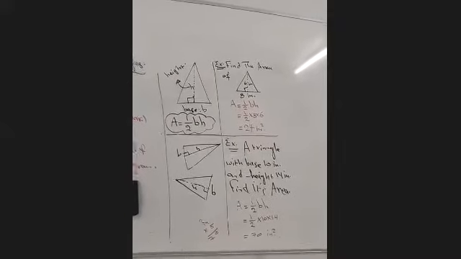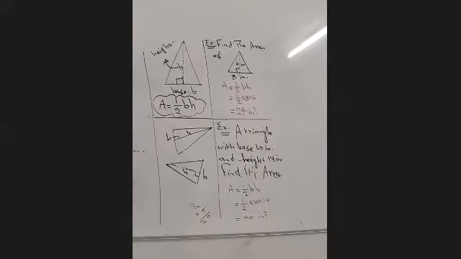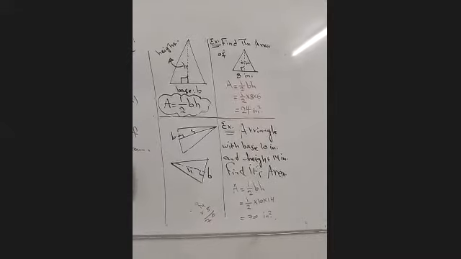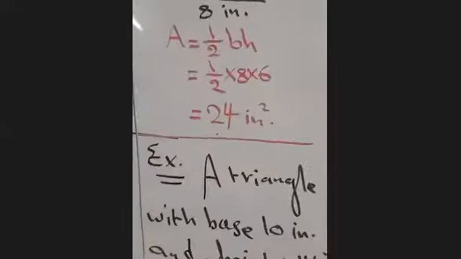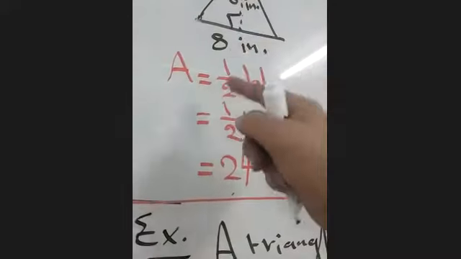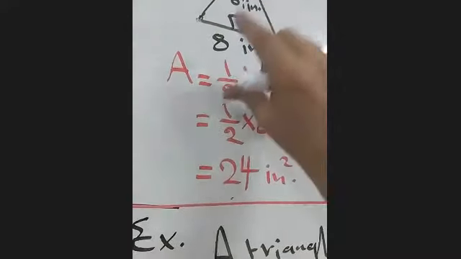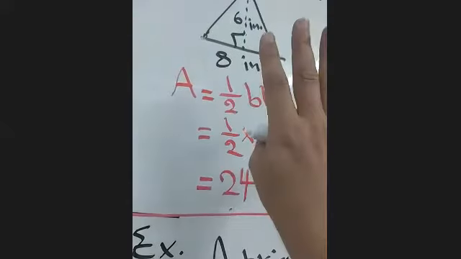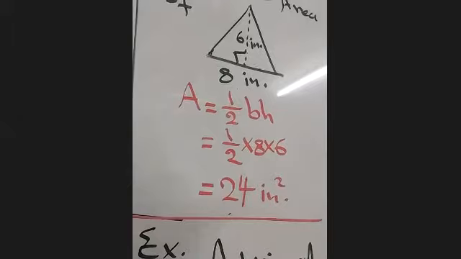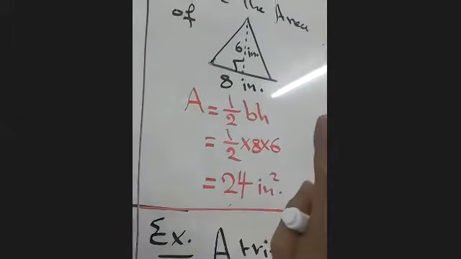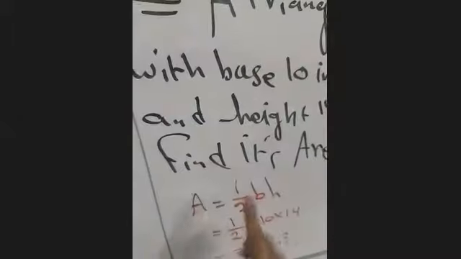Yes, where you would get it, the 1 over 2, the half. This half always exists with the triangle. This half always exists in the triangle. See, half, always.